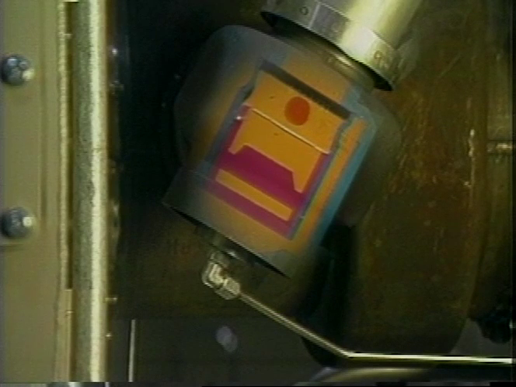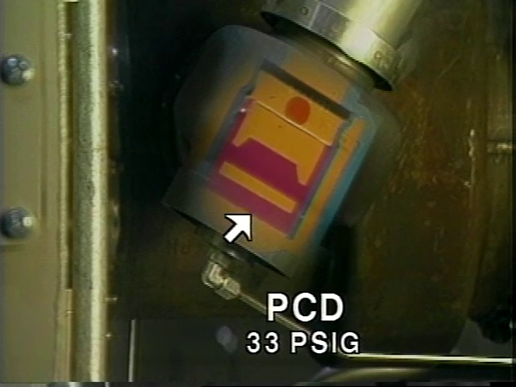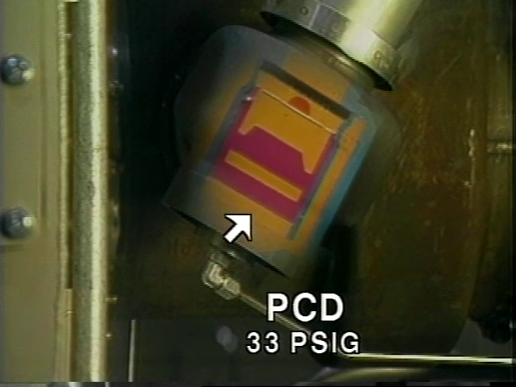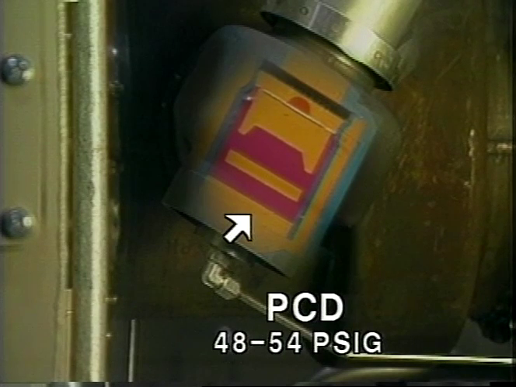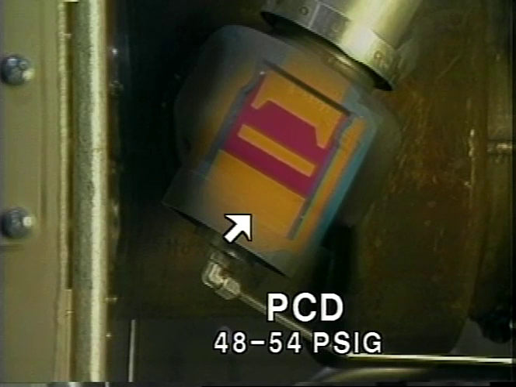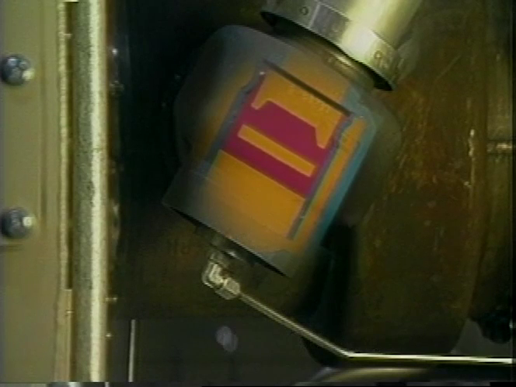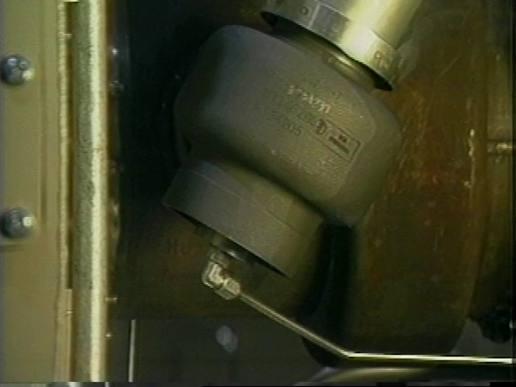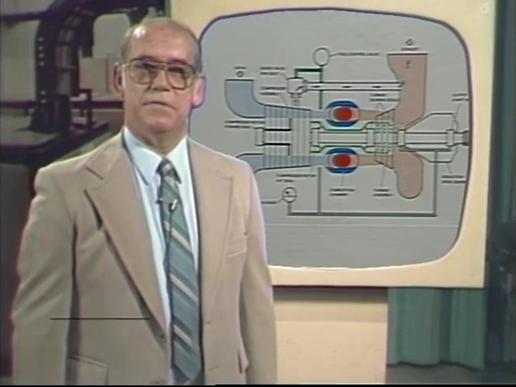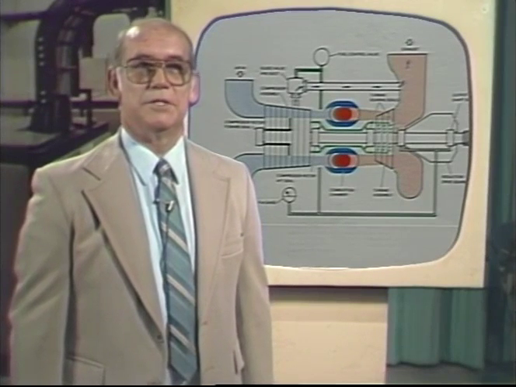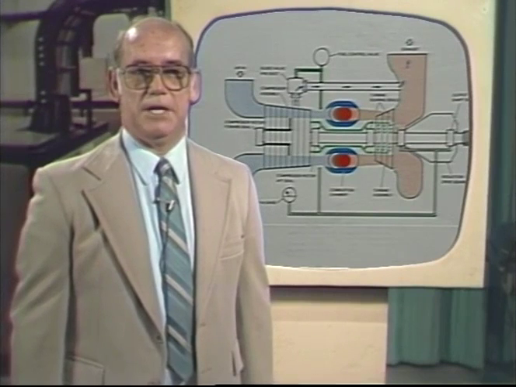As engine speed increases, compressor discharge pressure at approximately 33 psig begins to move the power piston, overcoming spring pressure and closing the valve. The valve is fully closed when compressor discharge pressure has attained approximately 48 to 54 psig and the engine has attained approximately 90% speed. These values will be different depending on altitude, so check your operation and maintenance instruction manual.